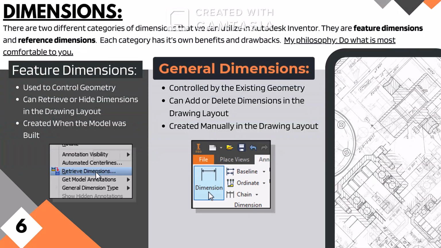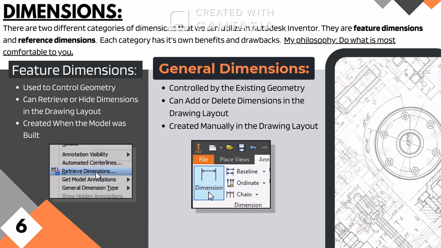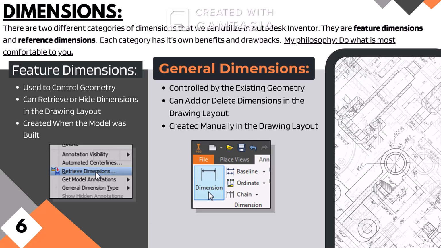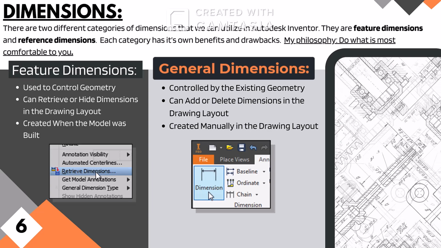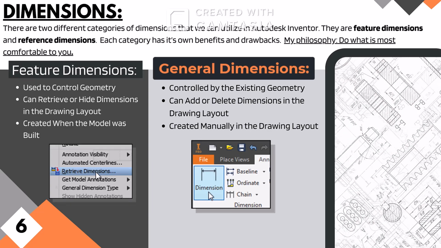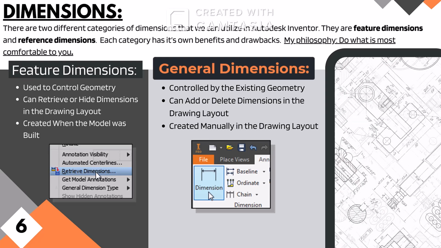But the key takeaways are that feature dimensions are used to control our geometry. We can retrieve or hide them in our drawing layouts, and they are created when we are creating the model itself. Now, general dimensions are controlled by the existing geometry. We can add or delete them as we need to in a drawing layout, and they're created manually by us in the drawing layout.